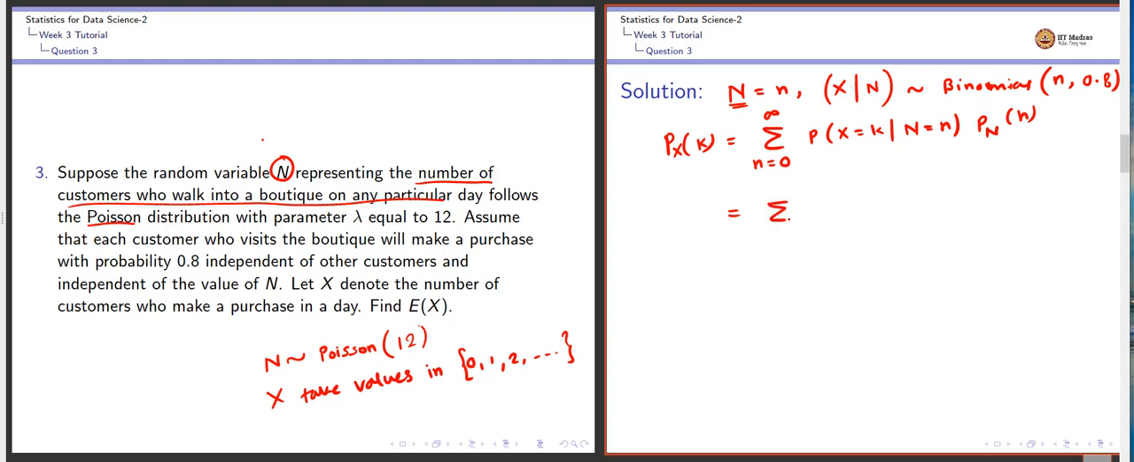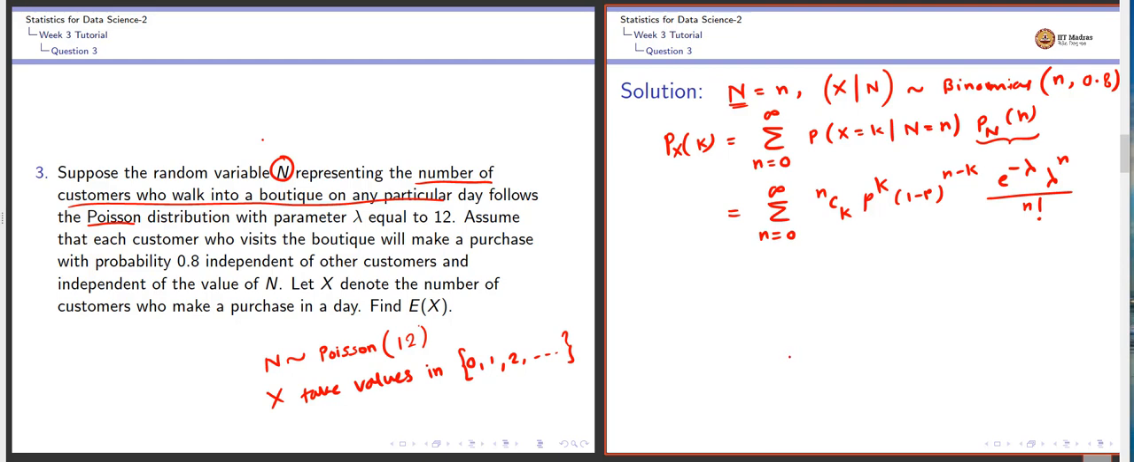So it will be the summation over n from 0 to infinity of n choose k, p to the power k, and 1 minus p to the power n minus k. Here p is 0.8, but I am writing it as small p only. And here this is Poisson, so it is e to the power minus lambda, lambda to the power n divided by n factorial.